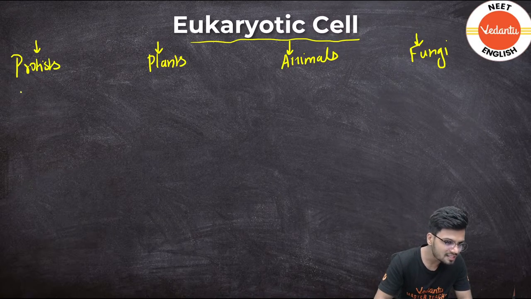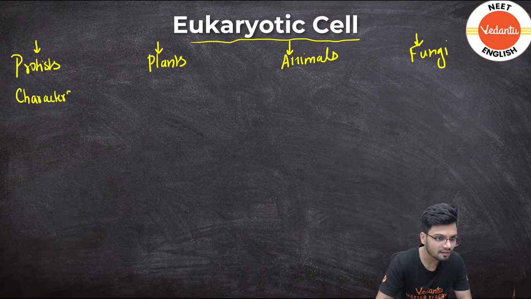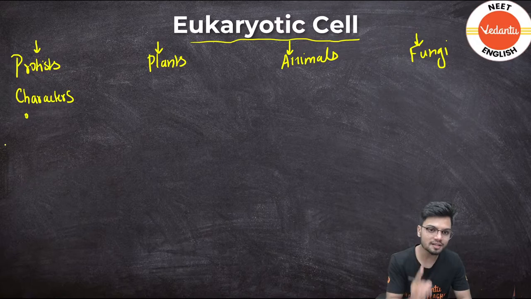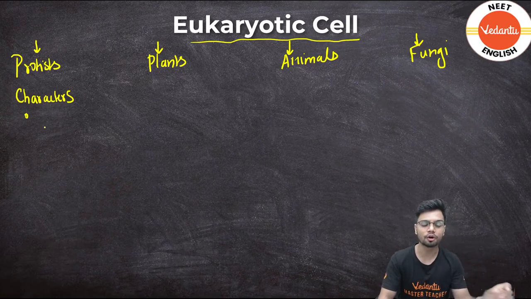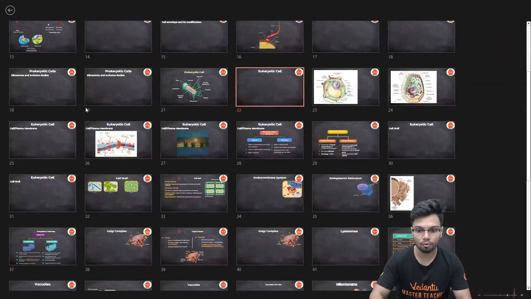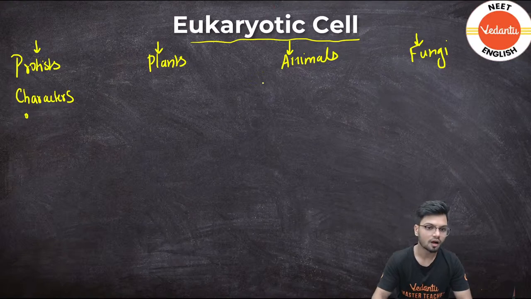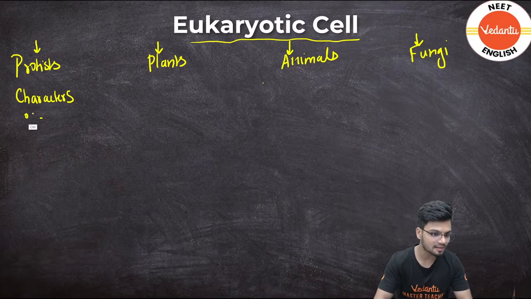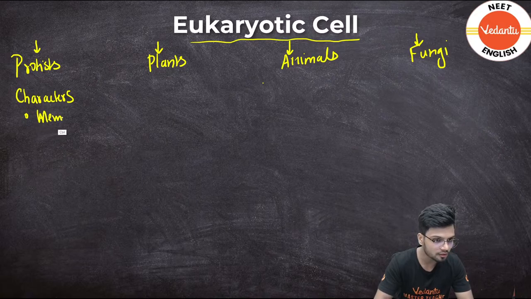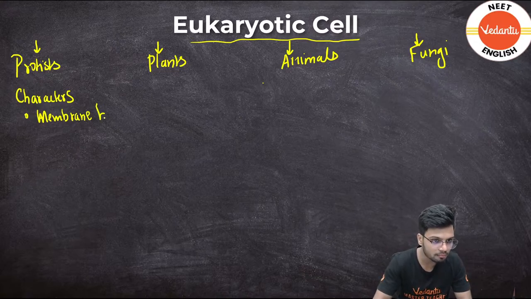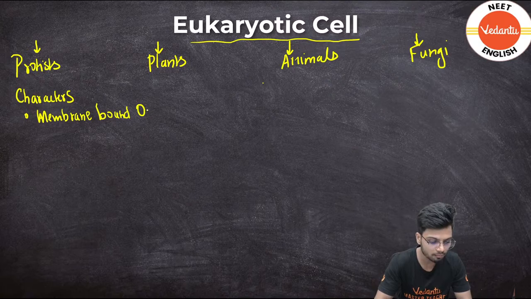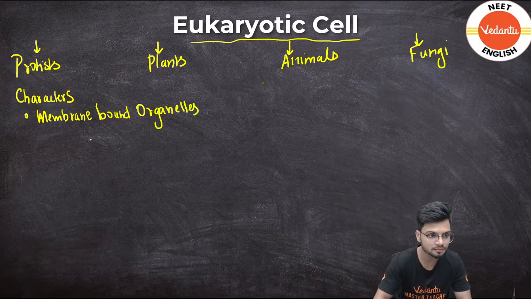Now, let's write down a few characters here. The first character of your eukaryotic cell is that, unlike your prokaryotic cell, your eukaryotic cell is actually membrane bound. It is what? It is membrane bound organelles. It has what? Membrane bound organelles. Clear?